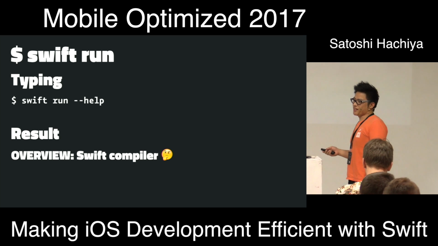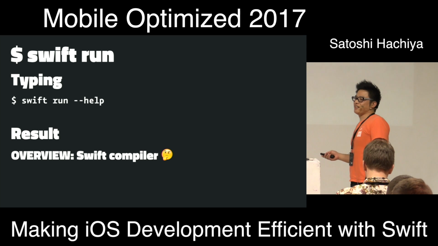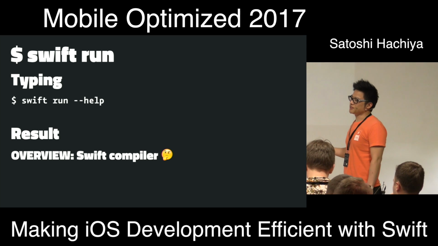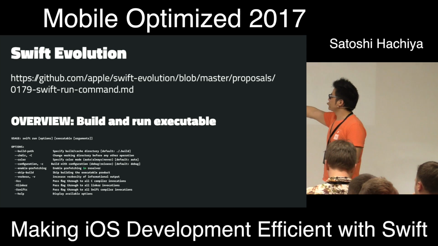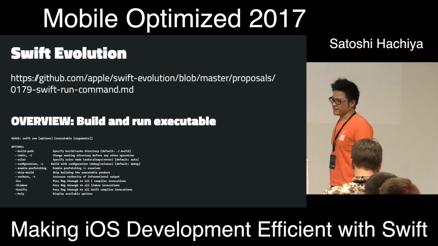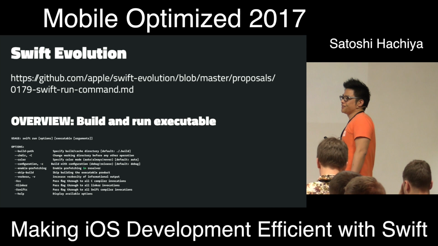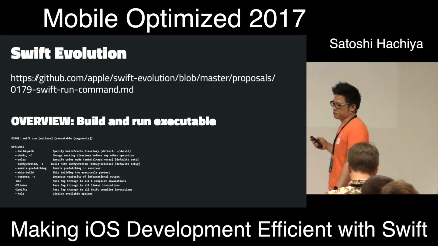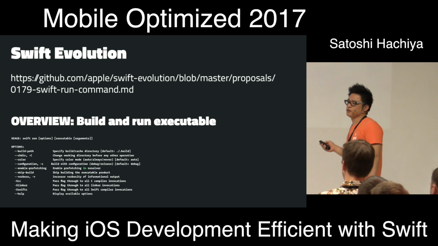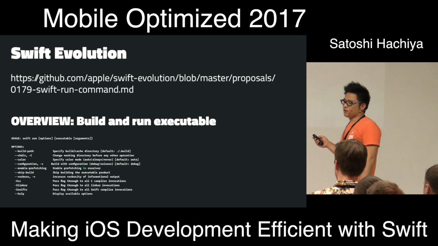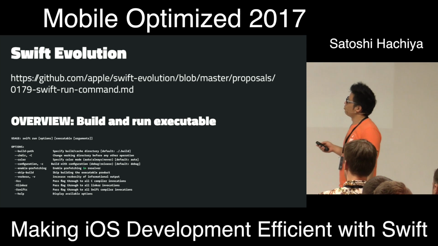Finally, typing swift run --help, but we cannot see the overview of the Swift run command. It shows the overview of the Swift compiler. I might find an opportunity to submit a pull request to the Swift Package Manager team, but this command is implemented in Swift 4. So it might be fixed by the official release of Swift 4.